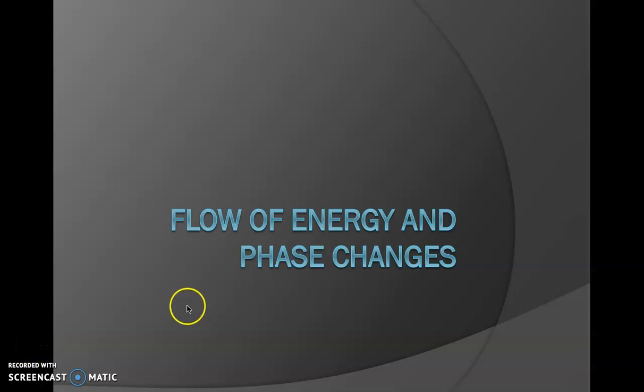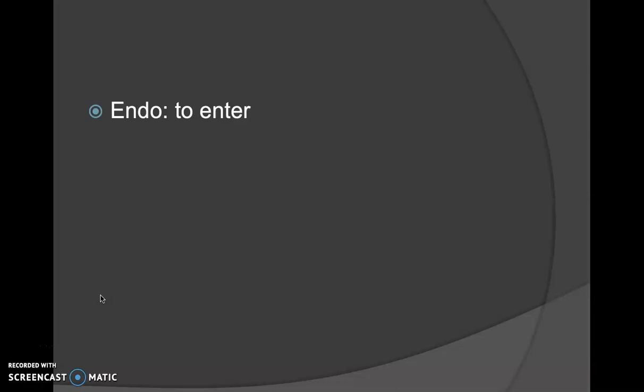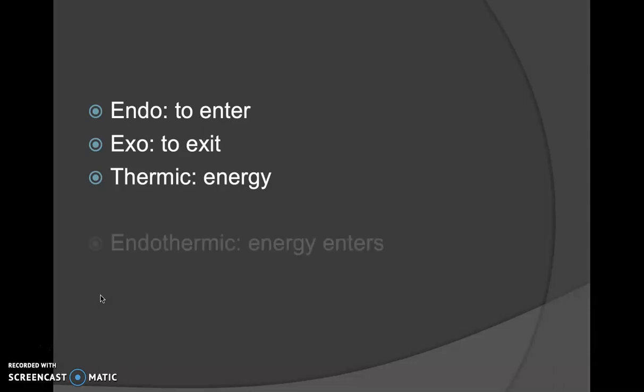Okay, today we're going to look at how energy flows and how that causes phase changes. So, some vocabulary here. The prefix endo means to enter. The prefix exo means to exit. And then thermic means energy. So these are some words that you will see here in the coming slides.